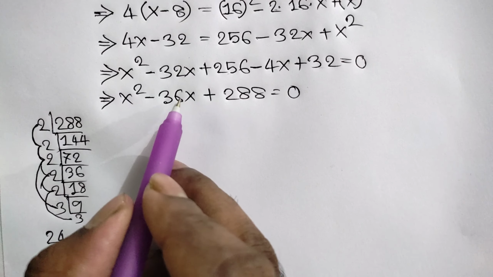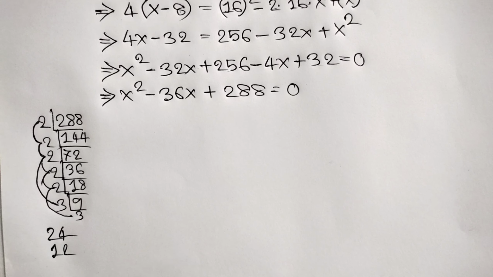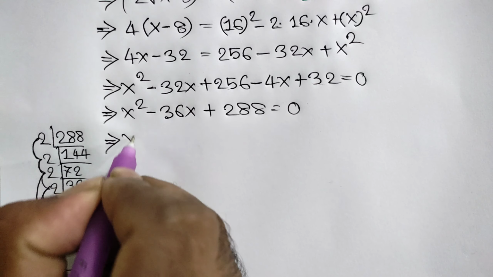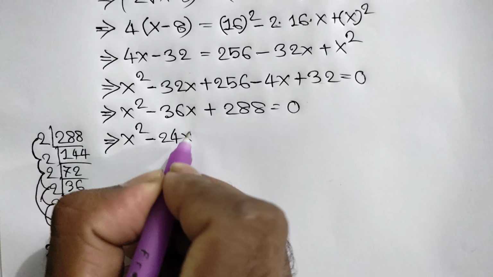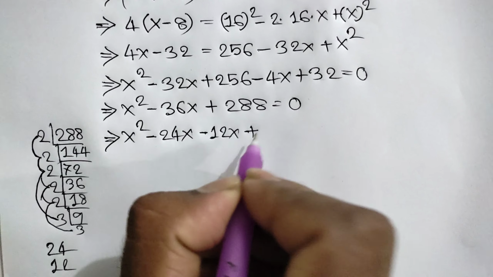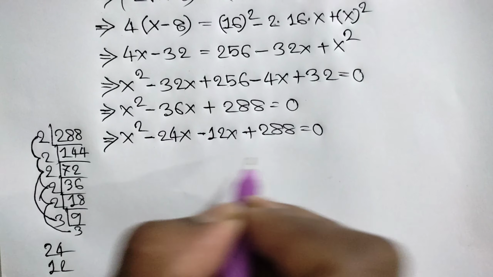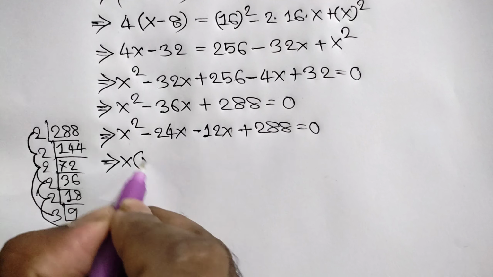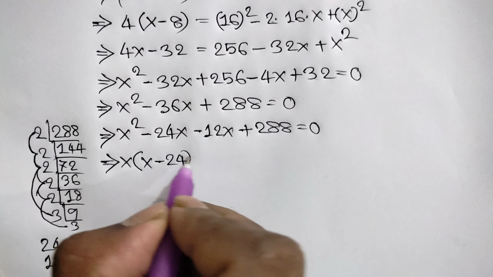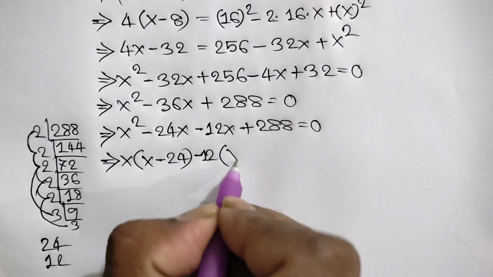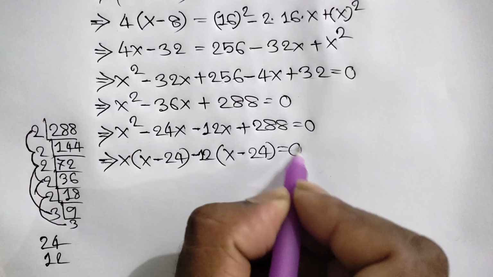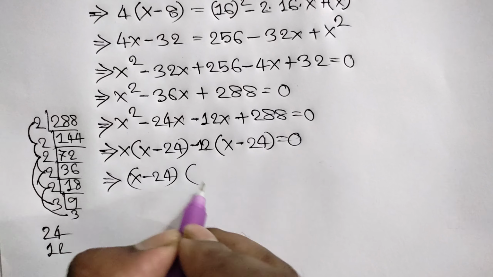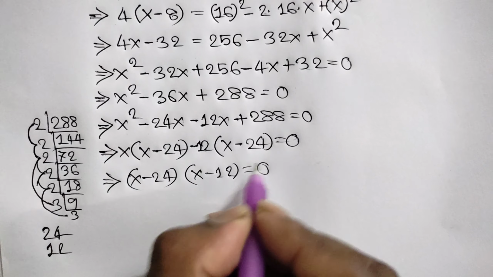So this 36x can be written as 12x and 24x. So we can write x square minus 24x minus 12x plus 288 is equal to 0. Here we can use the middle term breaking rule. Taking common x, we will get x times x minus 24, and here taking common negative 12, we will get x minus 24 is equal to 0. Now taking common x minus 24, we will get x minus 24 times x minus 12 is equal to 0.